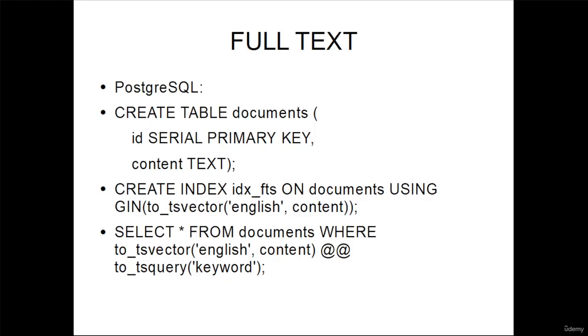Let us create a table and an index. CREATE TABLE documents (id SERIAL PRIMARY KEY, content TEXT). CREATE INDEX idx_fts ON documents USING GIN (to_tsvector('english', content)). The GIN index optimizes searches by pre-computing the content column, making queries much faster. To find a search term in the content field, use: SELECT * FROM documents WHERE to_tsvector('english', content) @@ to_tsquery('keyword').